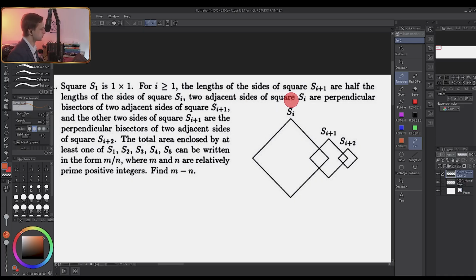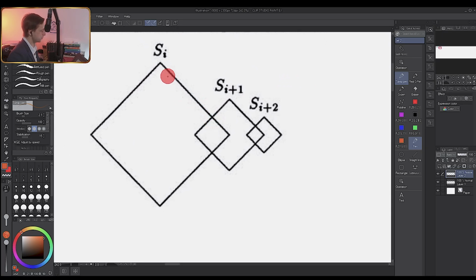And two adjacent sides of the square S(i) are perpendicular bisectors of two adjacent sides of the square S(i+1). So two sides of each previous square are perpendicular bisectors of the two sides of the next square. And in the picture here, you can see what they mean. This side of this square is a perpendicular bisector to this side, and here we can mark angle also 90 degrees, and this side is perpendicular bisector to this side, and we can mark it like this. This side is a perpendicular bisector to this side, and this one is perpendicular bisector to this one.